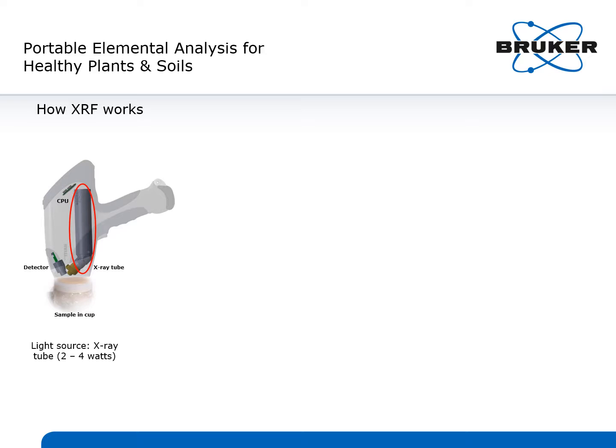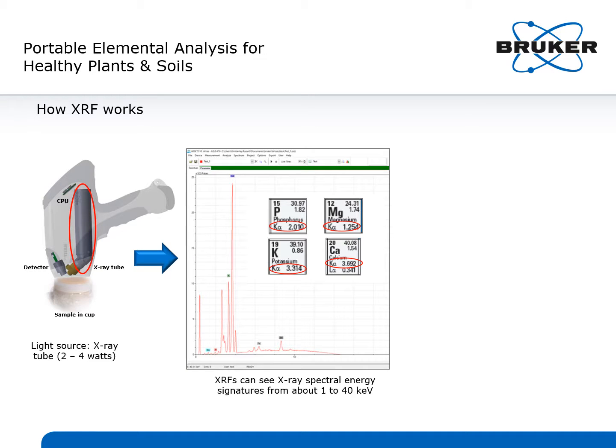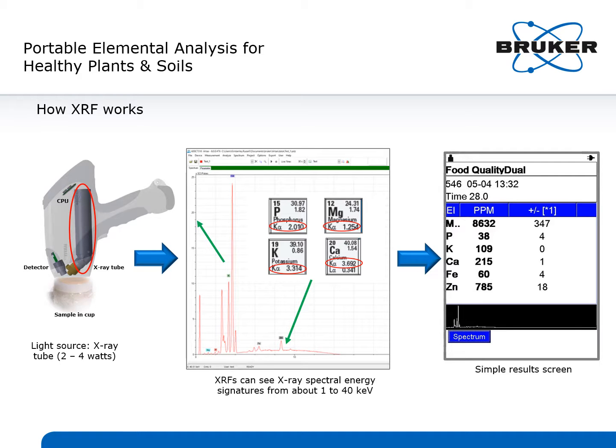When the X-ray tube shines on a sample, the XRF's optical system and processor distinguish elements in the form of a spectrum. Each element it detects appears as a peak along the energy axis. The intensity, or number of photon energy signals, of each element's peak helps determine its concentration. The simplified answers appear on the results screen.